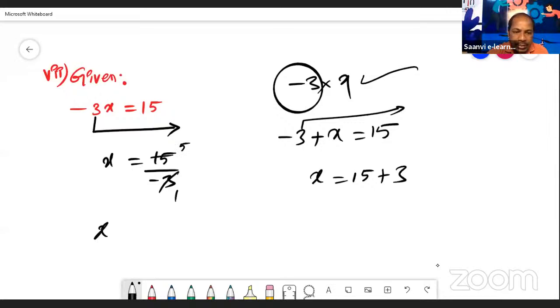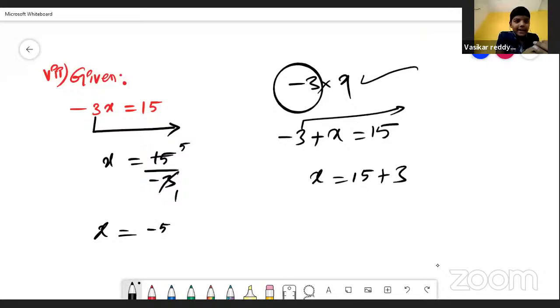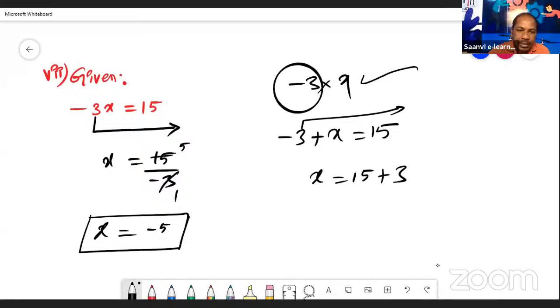It means x is equal to how much? 5 or minus 5? Minus 5. X is equal to minus 5, because we divide by minus 3, so you have to consider the minus symbol. So x is equal to minus 5.